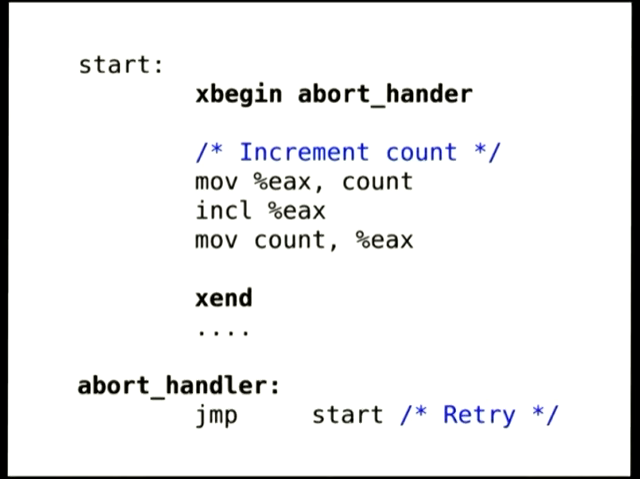If there is some sort of conflict or abort in the middle here in this move, increment, move, at any point in there, the hardware can say, okay, something's gone wrong. It rolls back all of the state back to the start and branches off to this abort handler at the bottom. Now the abort handler is pretty dumb here, it's just branching back to the start and doing a retry.